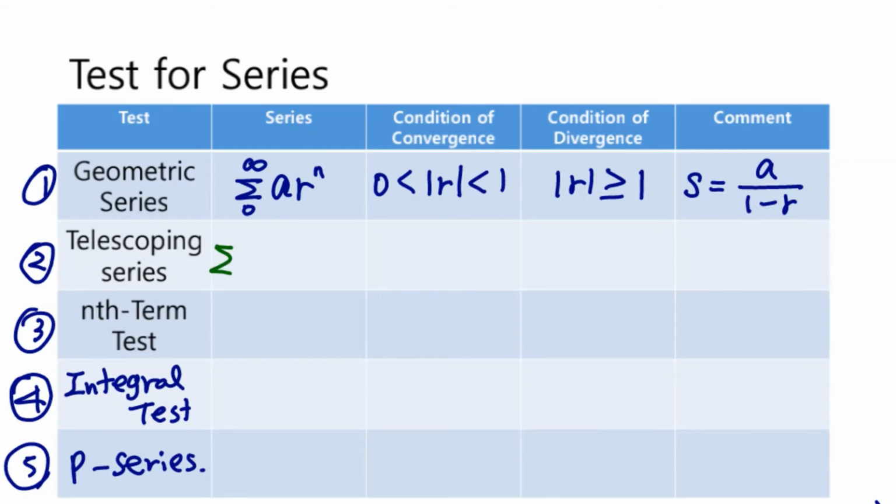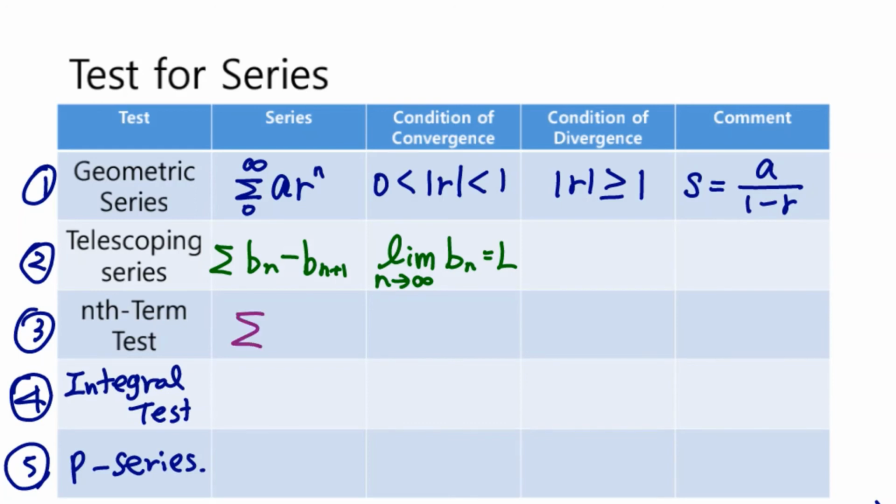Number 2 was the telescoping series. When you have a series of b n minus b n plus 1, and you can keep canceling out, then it converges. So I can say that as n approaches infinity, if b n equals L, then this telescoping series converges.